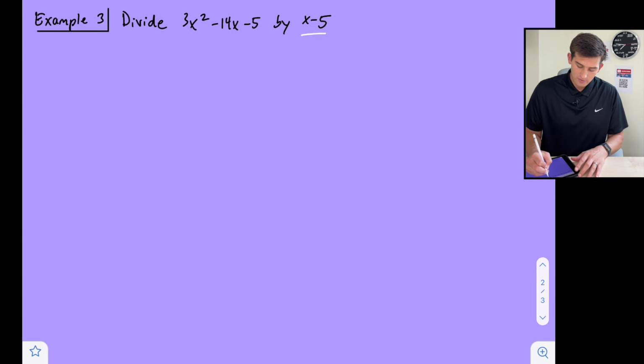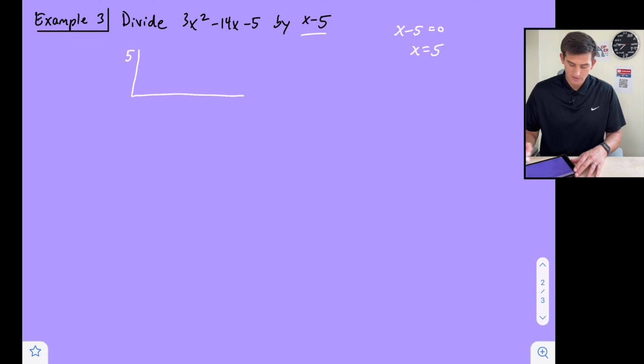So we have, once again, x minus 5, so we can set that equal to 0, and we figure out that x is equal to 5. And so now we can use that for our synthetic division. So we're going to write down our coefficients. So we have a 3, we have a negative 14, and we have our constant term is a negative 5.